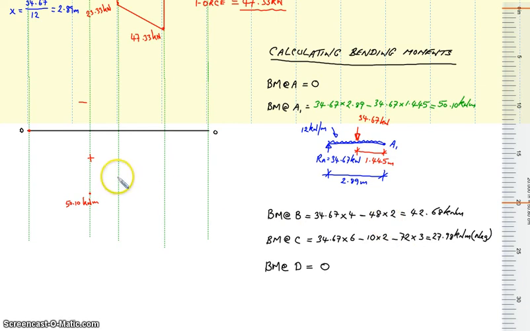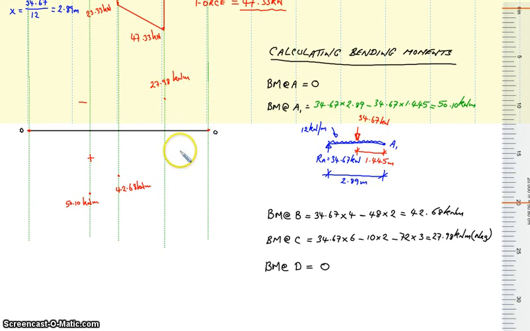So trying to keep it in proportion, we say 42.68 kilonewton meter. And then finally we have bending moment at C, which is 27.98 kilonewton meter, and that's up on the negative side. And finally here we have 0.